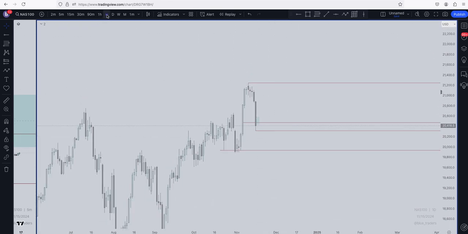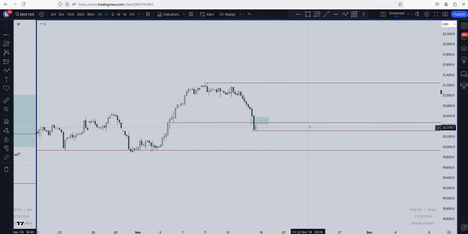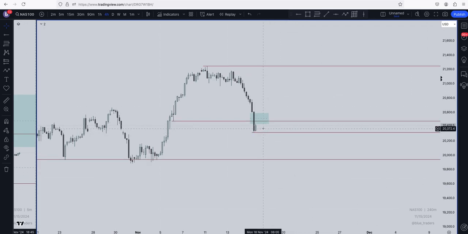For now, getting into next week, let's just focus on the 4 hour and see what the 4 hour really wants to do before the week runs out. If it chooses this direction, it should come for this. If it chooses this, it should come for this. It's as simple as that.